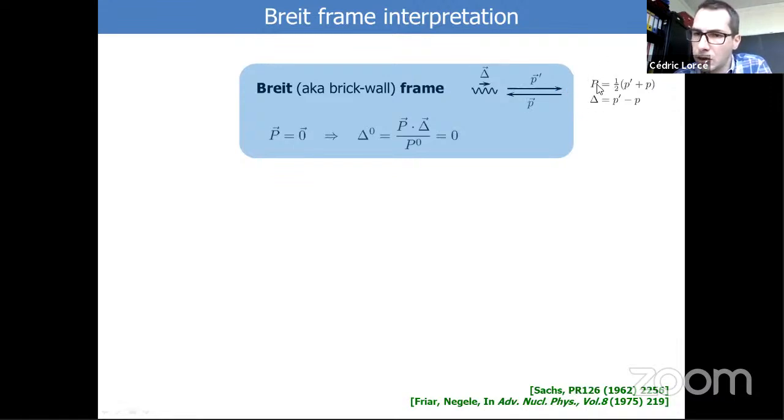Essentially, one is the average momentum between the initial and the final momentum, and the other is the momentum transfer, as usual. So working in the Breit frame means that the average P has to be 0. And the fact that energy and momentum are related imposes that the energy transfer to the system can be written in terms of this combination of the average three-momentum and the three-momentum transfer. And since P is equal to 0, it already means that in the Breit frame, you have no energy that is transferred to the system.